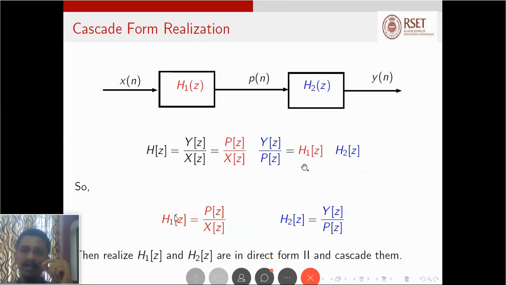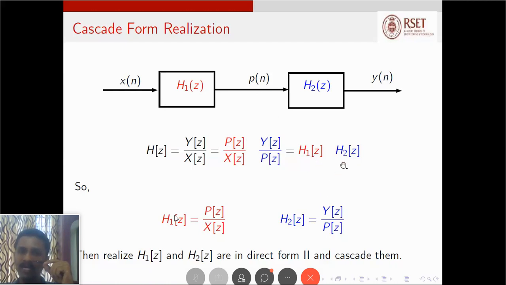So if we are considering this system, you can see that there are two different transfer functions, H1 of z and H2 of z. They are cascaded like this. So Y of z by X of z will be equal to H1 of z into H2 of z, where H1 of z is equal to P of z divided by X of z. P of z by X of z will be H1 of z. Similarly, H2 of z will be equal to Y of z by P of z.